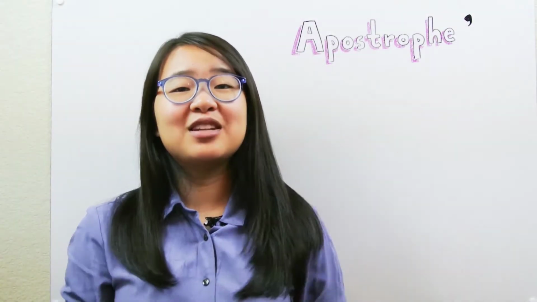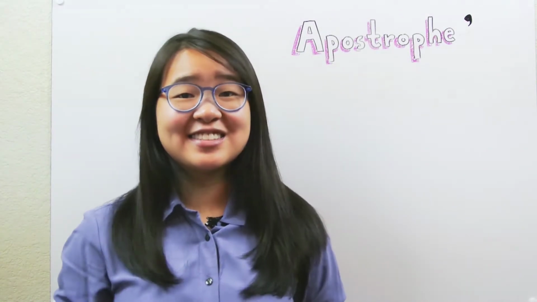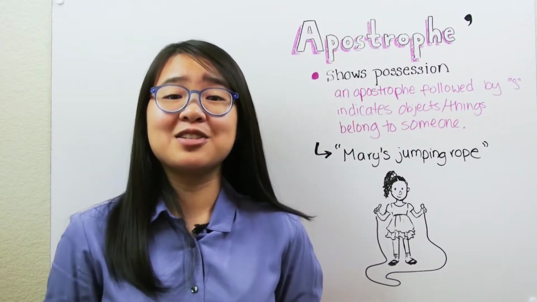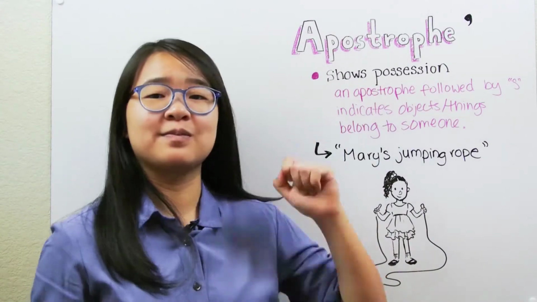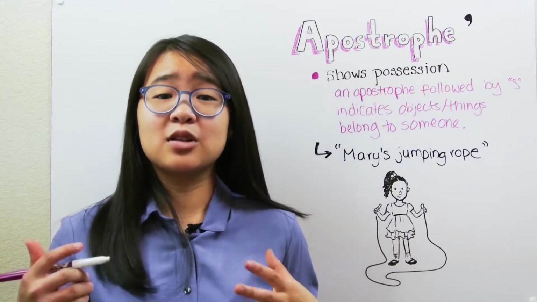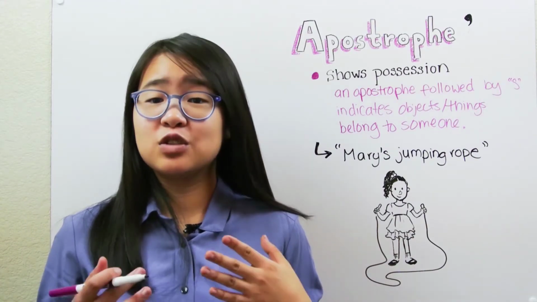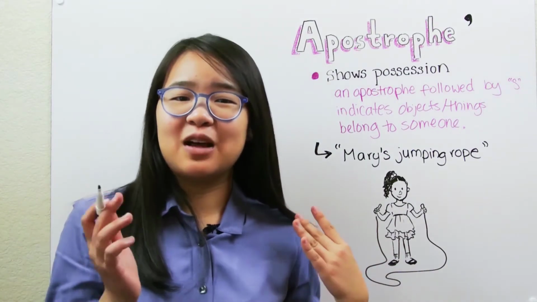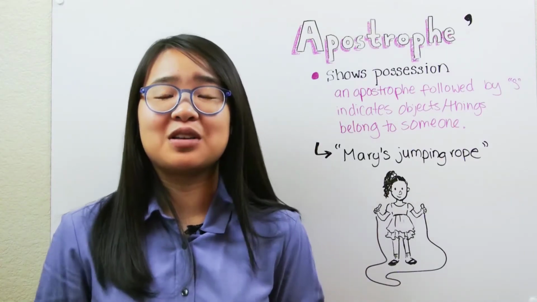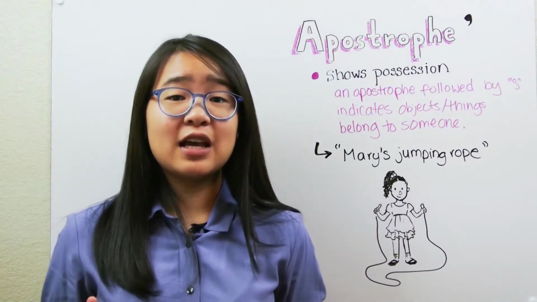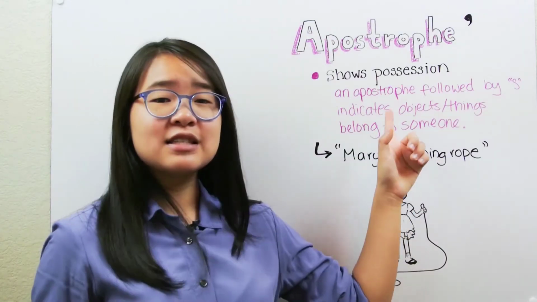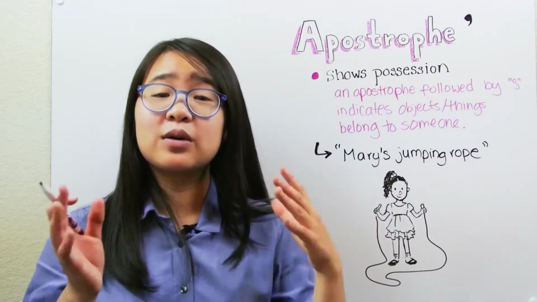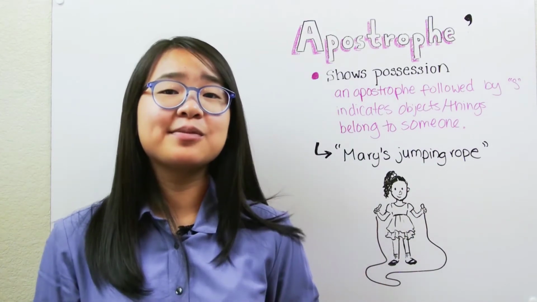Let's look at two main uses for the apostrophe. One way to use an apostrophe is to show possession. Possession means that something belongs to someone, just like your shoes belong to you, your brother's games belong to him, and your mom's recipe book belongs to her. Using an apostrophe followed by the letter S indicates that objects or things belong to someone.